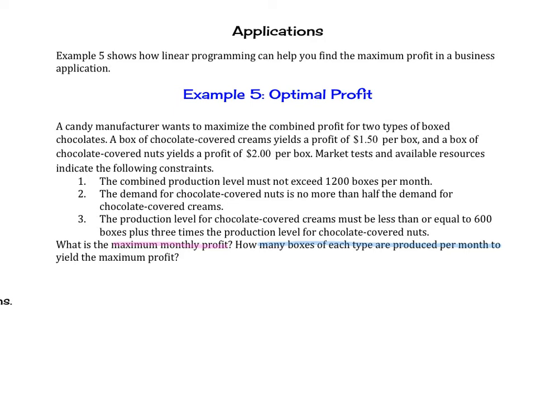So first we need to identify our variables. We are looking for how many boxes of each type, so that helps us with what we need to write. We're going to have two types of boxes. X is the chocolate-covered creams, and Y equals the chocolate-covered nuts.